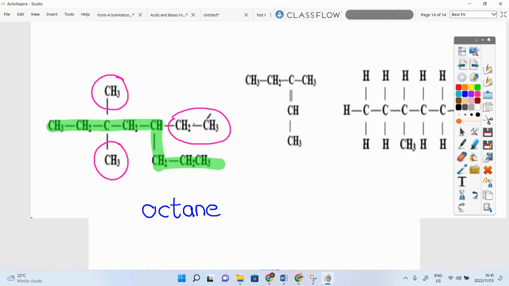Okay, so give them names first before you put them in the name. So what is this one? Just methyl. And this one? This one is methyl. And this one? It's ethyl. But they need positions. So where are we going to start counting?